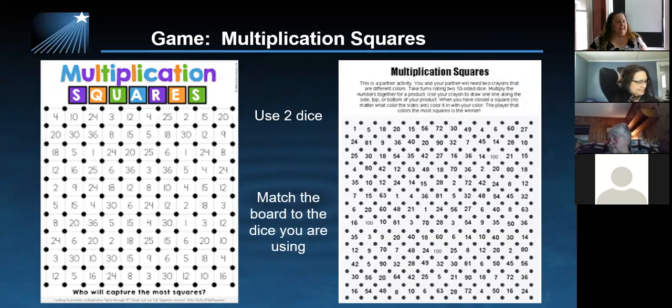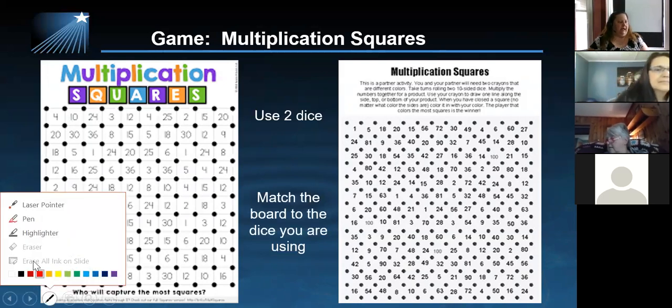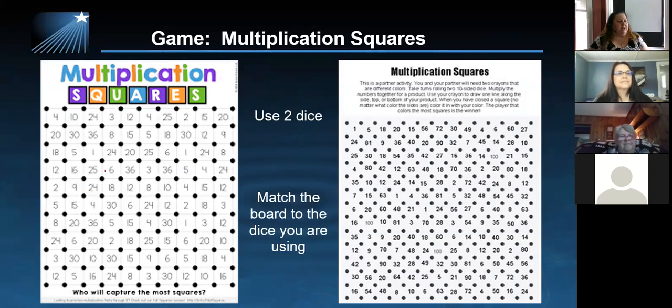But the way this works is I'm going to roll 2 dice. Say I roll and I get a 2 and a 3. So 2 times 3 is 6. So I'm going to find one of the 6s on the game board. So I find a 6 here. I get to connect the dots on one side of that 6. So this is my turn. I'm going to make this play right here.